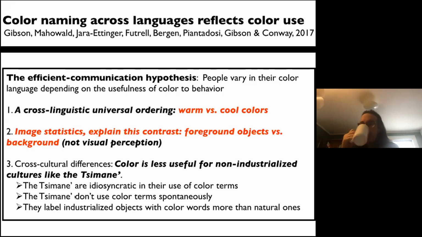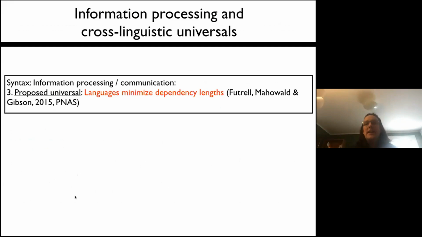So the last thing I want to do in maybe 8 minutes is talk not just about words, but about how words get put together. This is my third little section. Again, this is not new. This came out in 2015, and a bunch of other work has been done since. I'm going to talk about the neat stuff that started it all, which is this cool universal about languages minimizing dependency length.